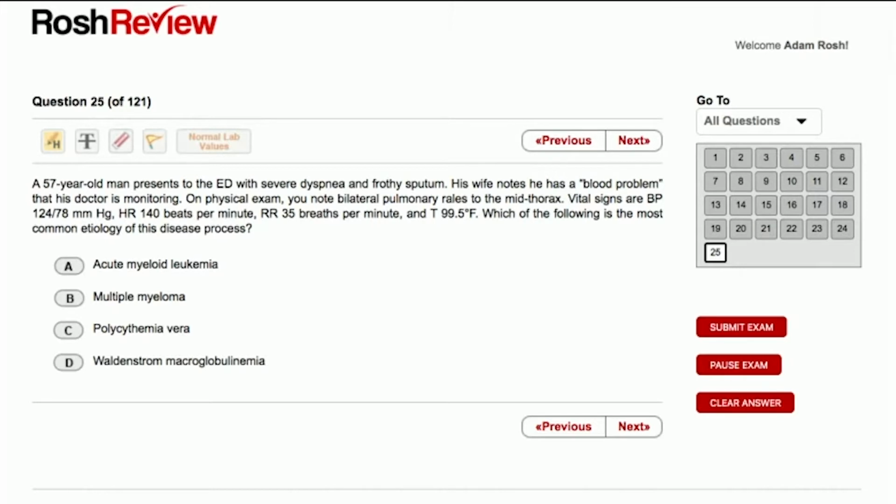All right, so this is a challenging question here because the answer choices, let's review those quickly. Those are A, acute myeloid leukemia, B, multiple myeloma, C, polycythemia vera, and D, Waldenstrom macroglobulinemia. It's a tough one. So, looking at this question, let's try and dissect this and find out the best way to answer this. So we have a patient who has dyspnea and frothy sputum.